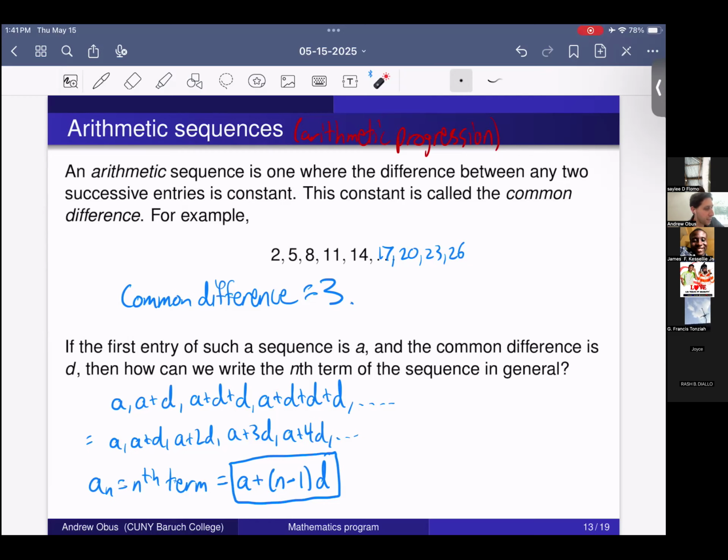All right, so in this case, we have a equals 2 and d equals 3. So for example, the eighth term should be 2 plus 8 minus 1 times 3, and this turns out to be 23, which is exactly right. I count to the eighth term, 1, 2, 3, 4, 5, 6, 7, 8. It's exactly 23.